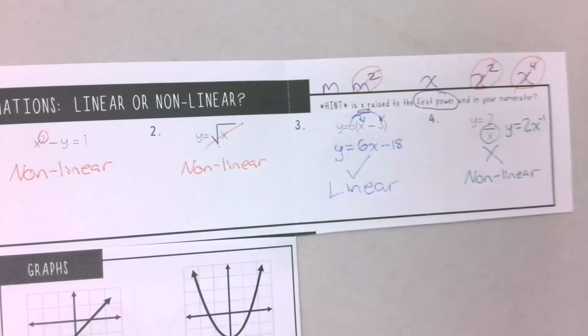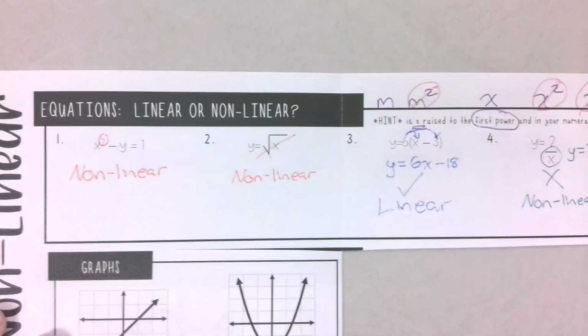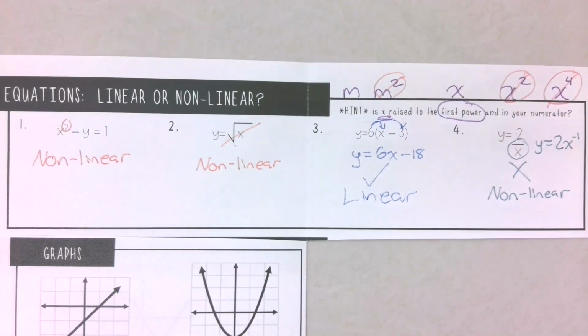Equations, I think, are one of the easier ones because all you have to do is look and see if your x is by itself. And if it is, you're good to go.